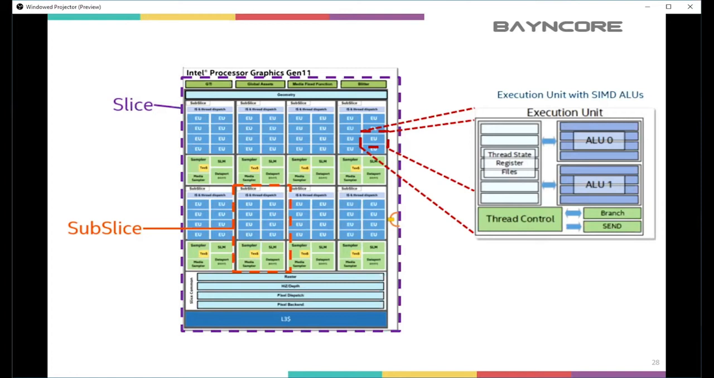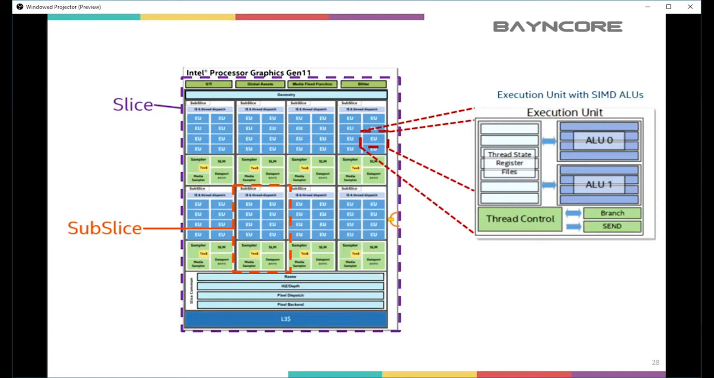You can't synchronize between the subslices. They've got independent memory and so on. Within the subslice, there are a number of execution units. In this case, there are 8 execution units in each subslice. And in the execution units, there are a couple of arithmetic logic units, and then also there is some thread control. And in the case of the Gen 11, I think it's 7 or is it 8?